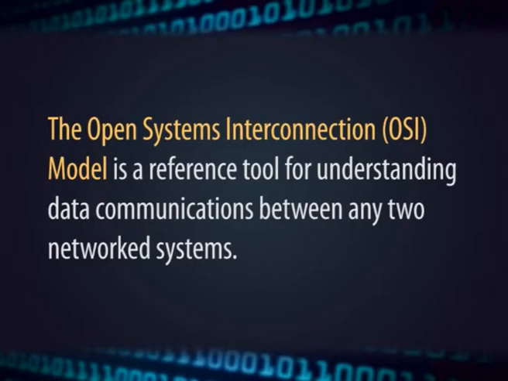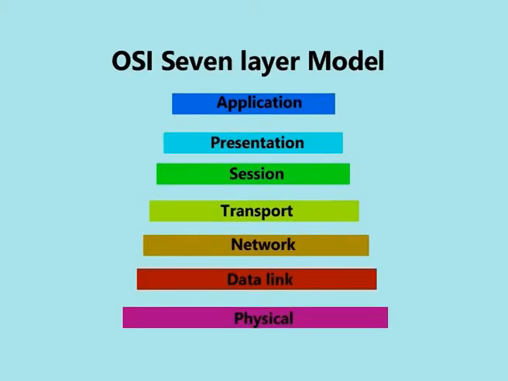The Open Systems Interconnection, that is the OSI model, is a reference tool for understanding data communications between any two networked systems. It divides the communications process into 7 layers. Each layer both performs specific functions to support the layers above it and offers services to the layers below it. So, what is an application layer and how is it important for network communication?